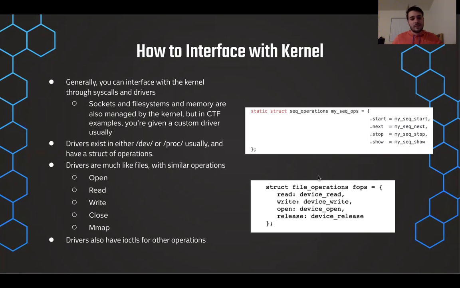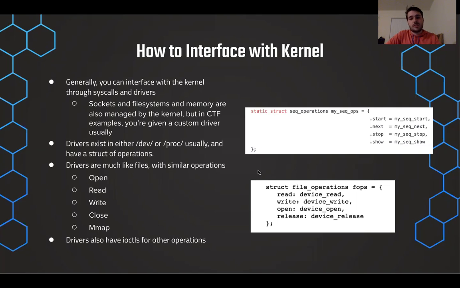So when you work with a file in C, you can open it, you can read from it, you can write to it, or vice versa, however you want to describe those. You can close the file, you can use mmap to map the file into memory. These are all things that you can do with files in C. So you can also do all these with drivers.